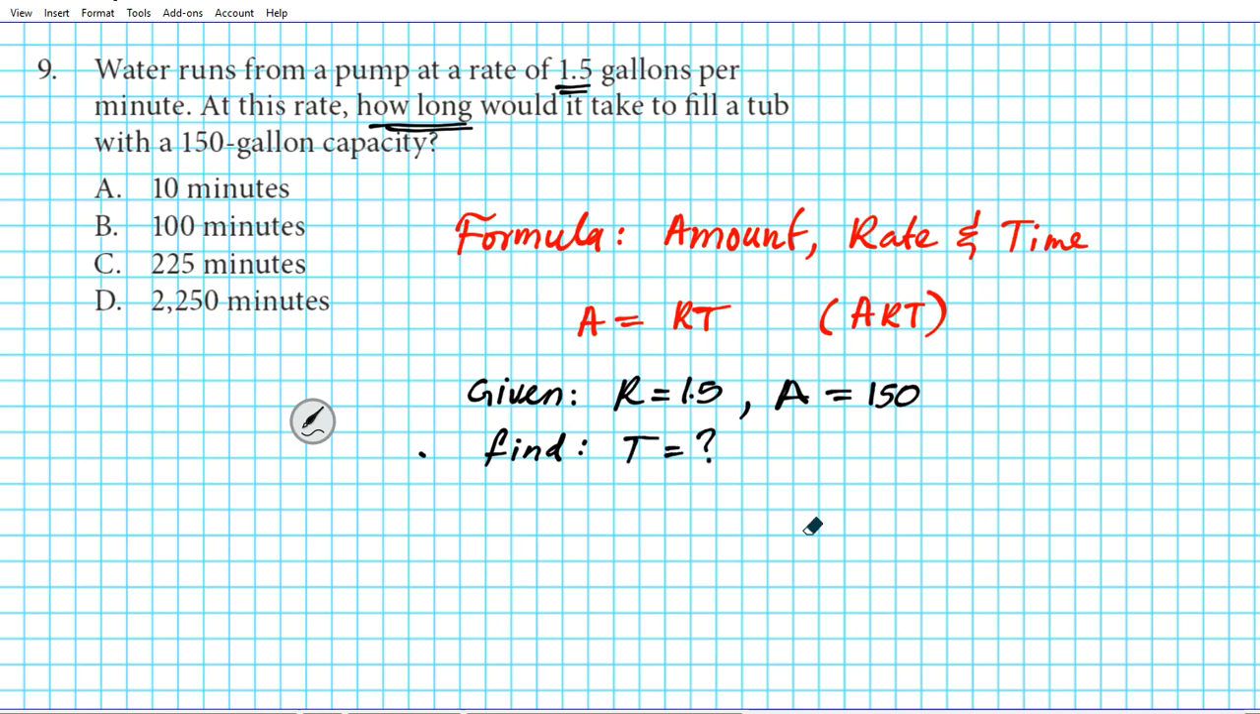Time is unknown. So we have the formula that relates these three measures, ART. We have one equation, so we can only have one unknown, which is good because T is the only unknown. We substitute 150 for A, and 1.5 for R, so 150 equals 1.5T. The goal here is to solve for T.